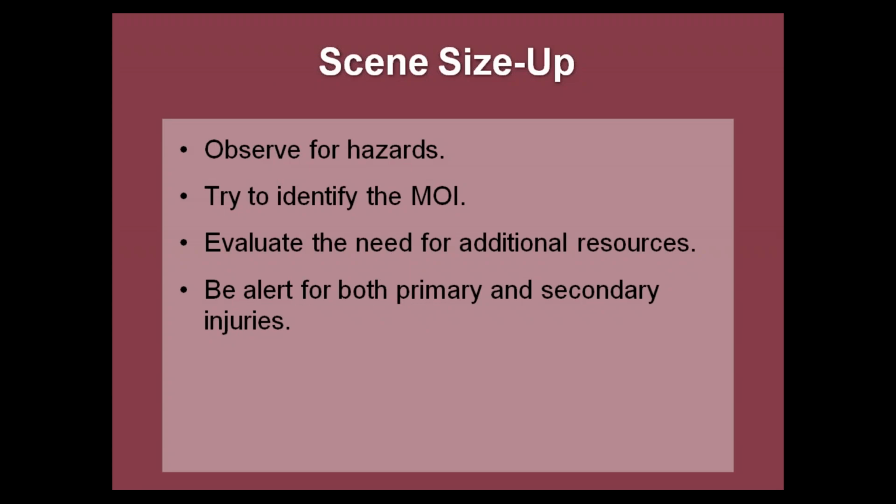So scene size up. Observe for hazards. We do that. Try to identify the mechanism of injury. You want to evaluate the need for additional resources, like law enforcement for traffic control, additional hands for helping stabilize or move the patient, depending on the type of potential rescue that might be involved, or just the environment that you need to move that patient up and out of. You have to be alert for both the primary and secondary injury. Remember, don't let the primary injury suck you in because it's the first thing you saw, and then you don't go and find any secondary injuries.